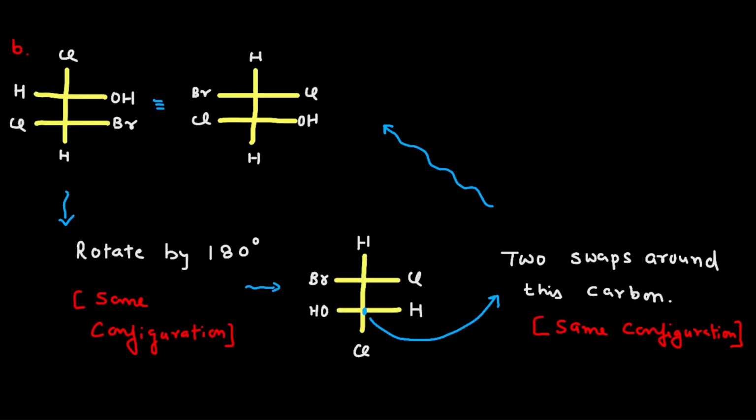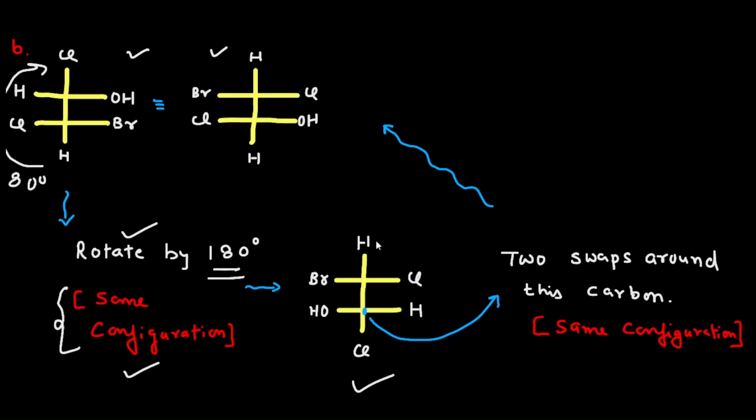Now coming to option number B. The first thing, you have to check whether these two Fischer formulas represent the same compound, the same configuration or not. First I have rotated this by 180 degrees, and I have already told you that rotating by 180 degrees does not change the configuration. So I have rotated it 180 degrees, and I have obtained this configuration.